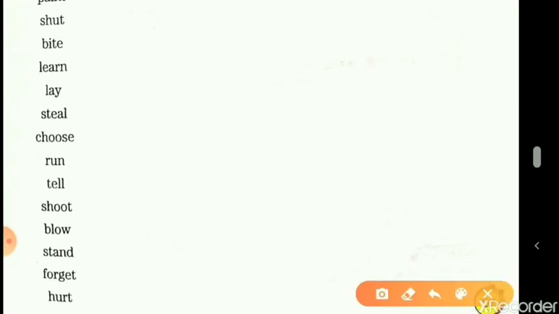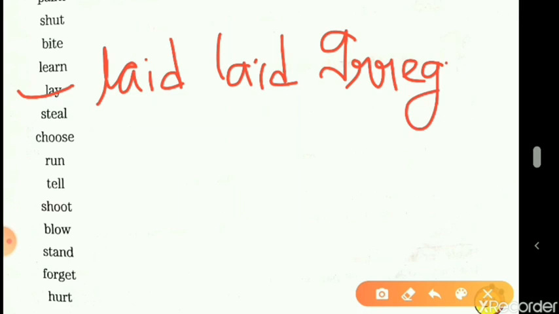Then students, the next example is lay. The past of lay is laid. The past participle is also laid. So again, an example of irregular verbs.